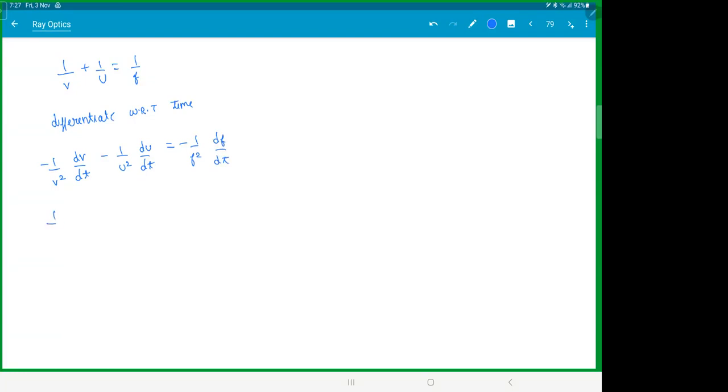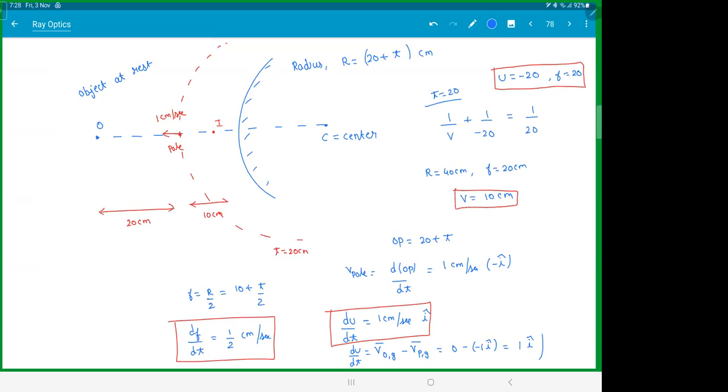Minus gets cancelled. V is how much? 10. dV by dt, I don't know. But remember again, what is dV by dt? Velocity of image with respect to pole. This is not in the ground frame. You have to be very careful. How much was U? U is minus 20, so minus 20 square. du by dt is plus 1. Focal length 20. dF by dt is half.